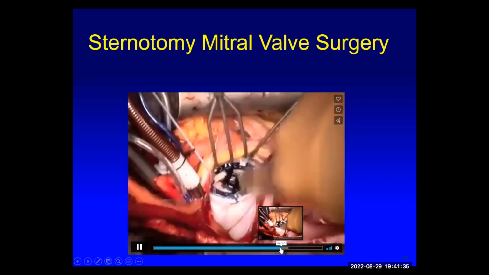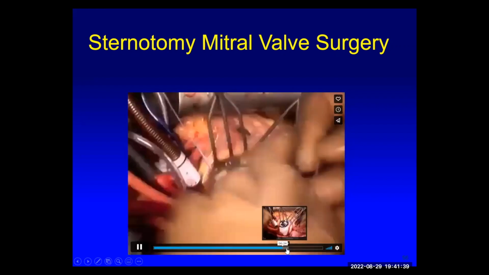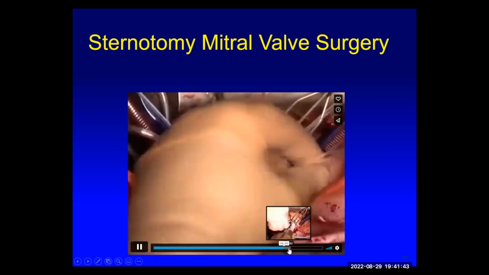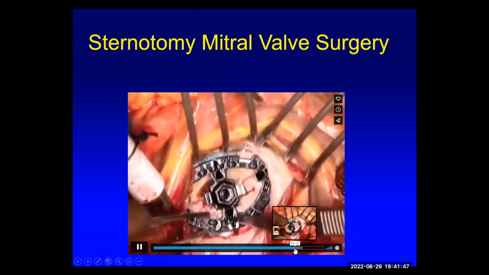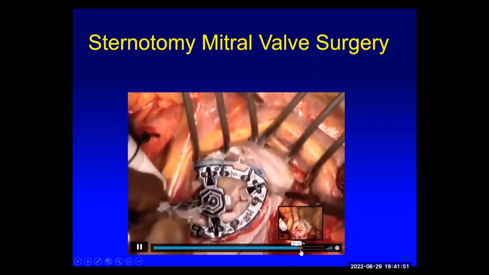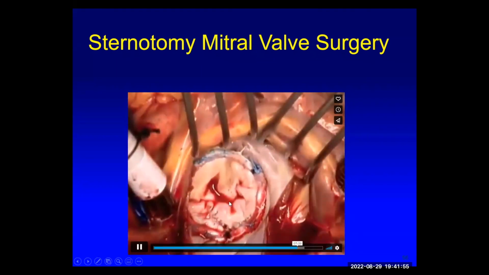You're tying the sutures down to the ring. The little black part is basically a plastic holder because you don't want to over-restrict it. The ring is flexible. And then once you tie all those, you remove the plastic holder, and you end up with a valve in place with a ring around it.